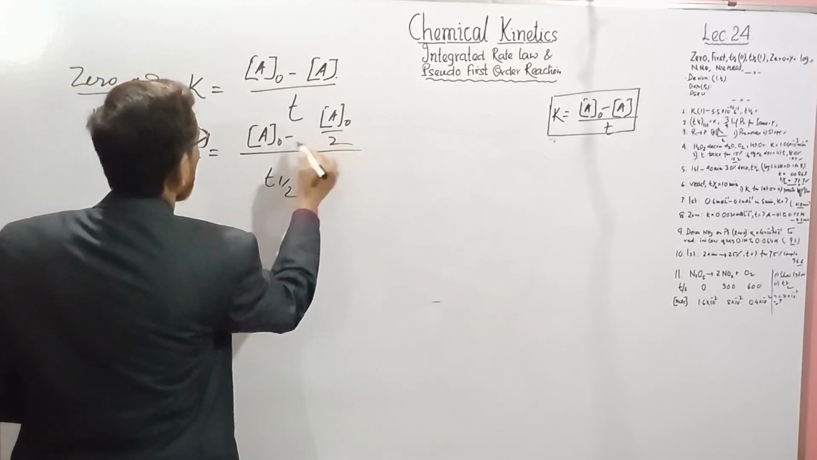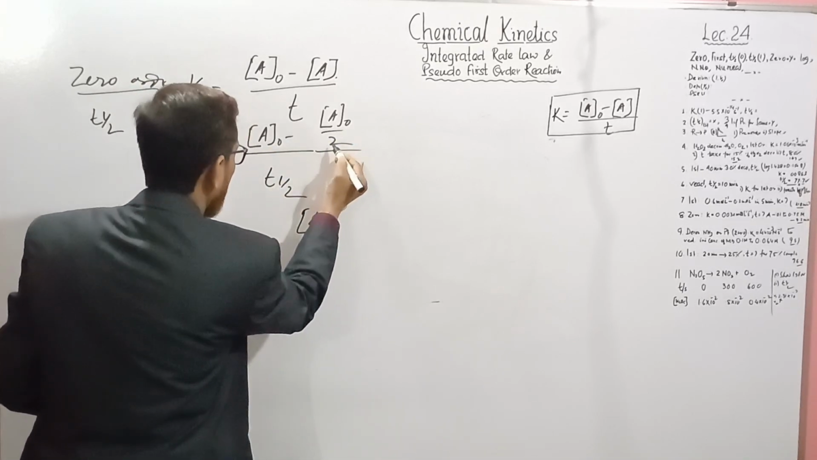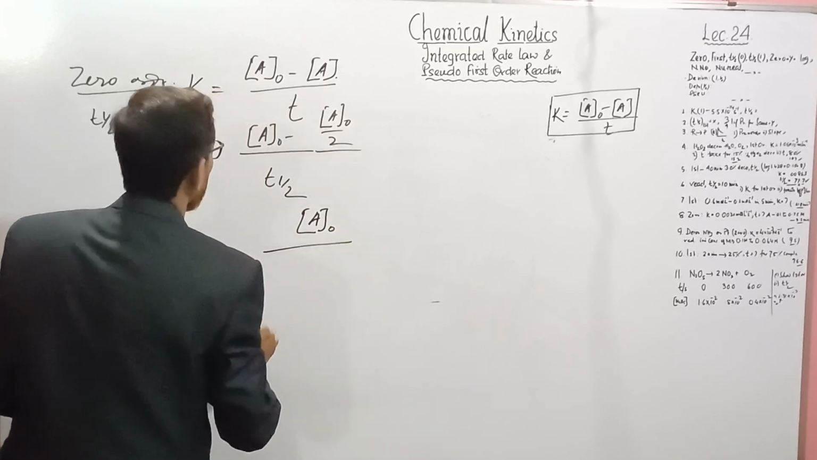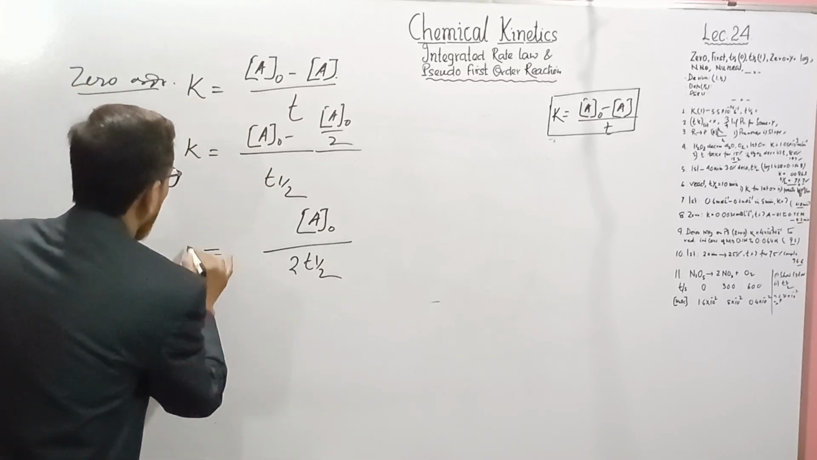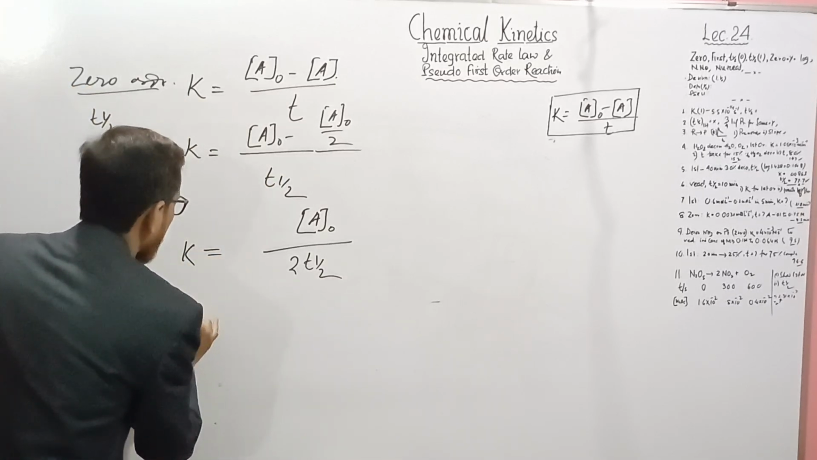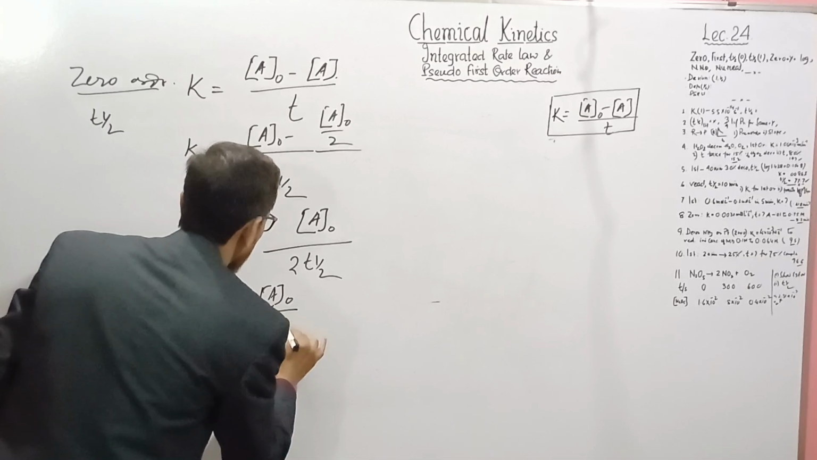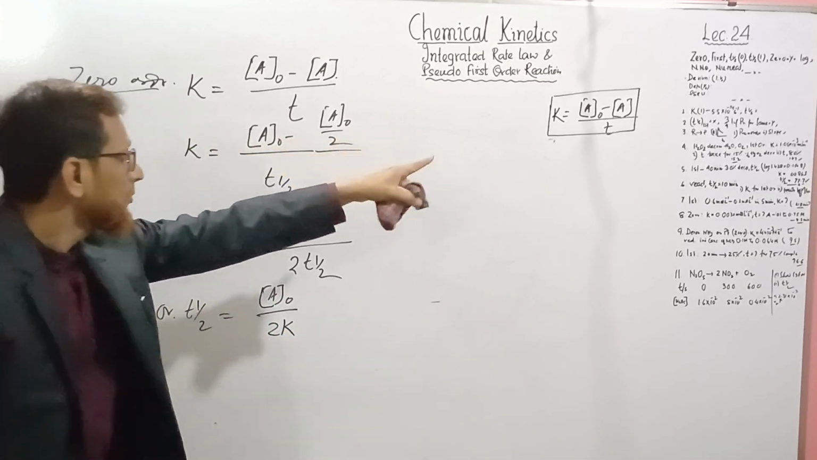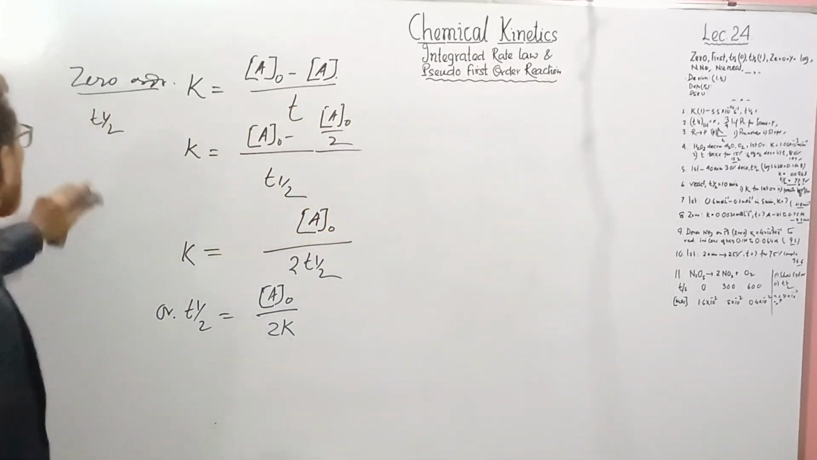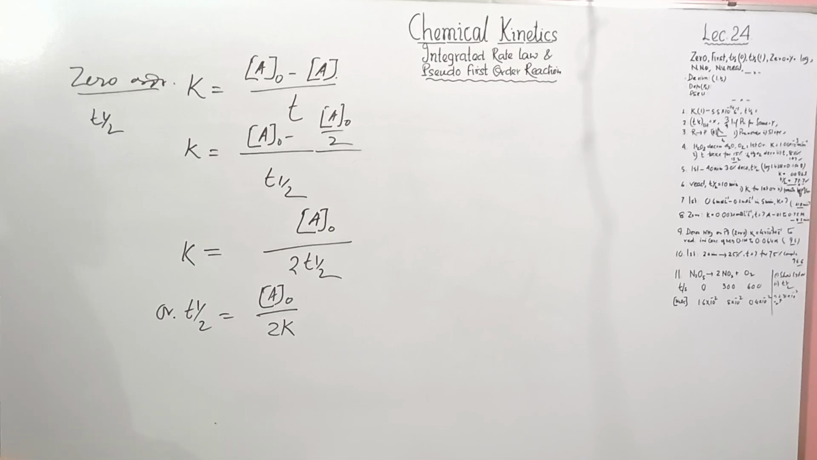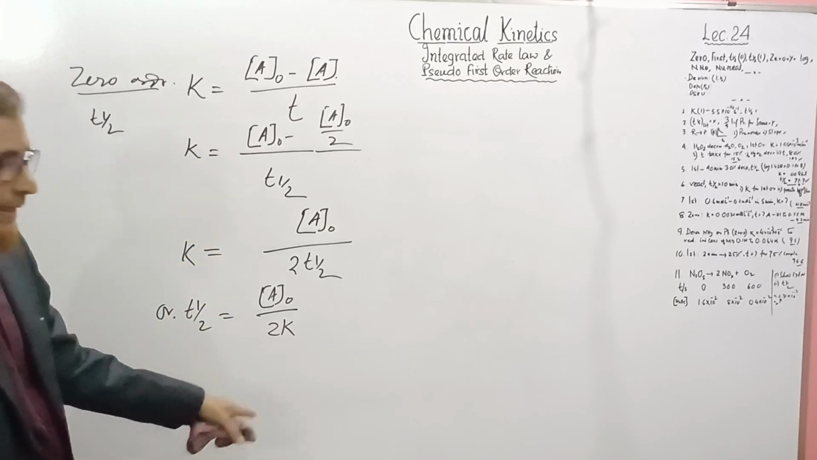So here you are getting a naught, and there is 2 below, is not it? So we can write it in this way, or we can write T half for zero order reaction is equal to concentration a naught into 2k. It is again important, that's why I wrote it earlier here. So I have applied this. T half for first order reaction equal to 0.693 by k, and T half for zero order reaction is equal to a naught by twice k, and I have shown you how it is.